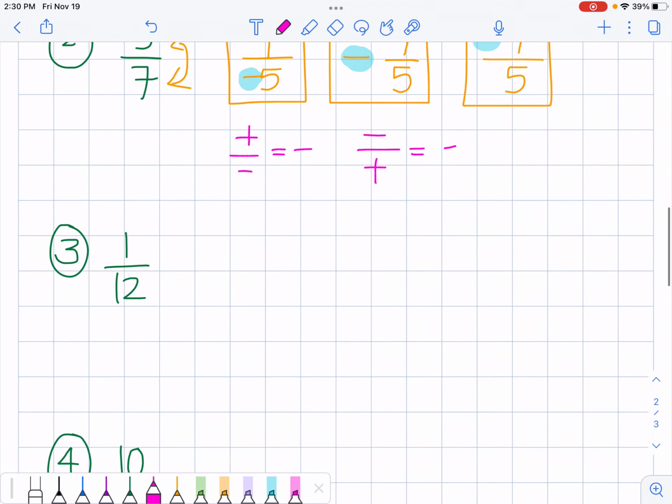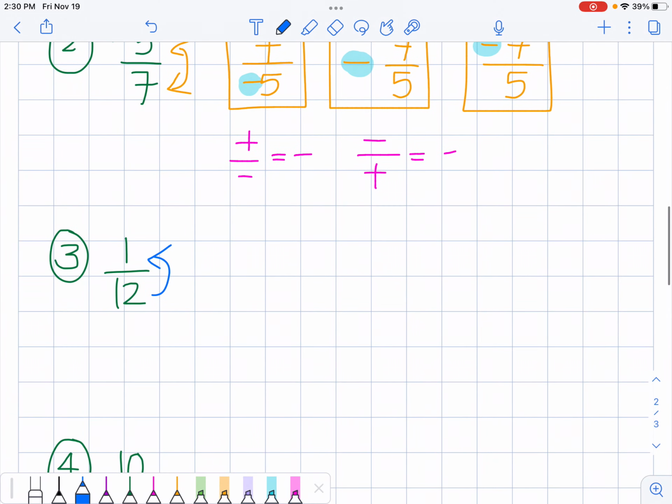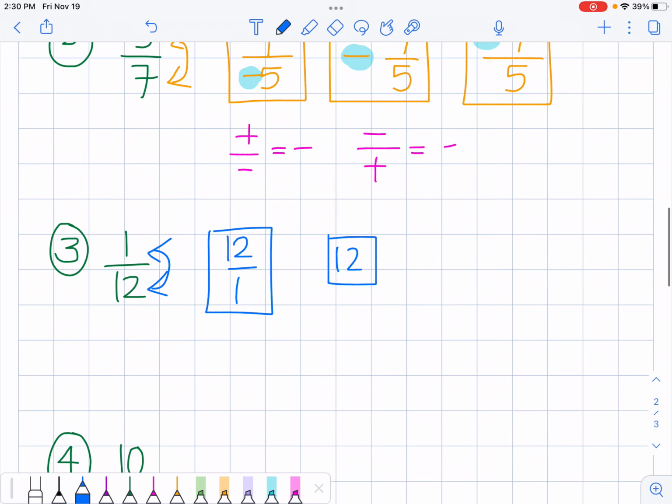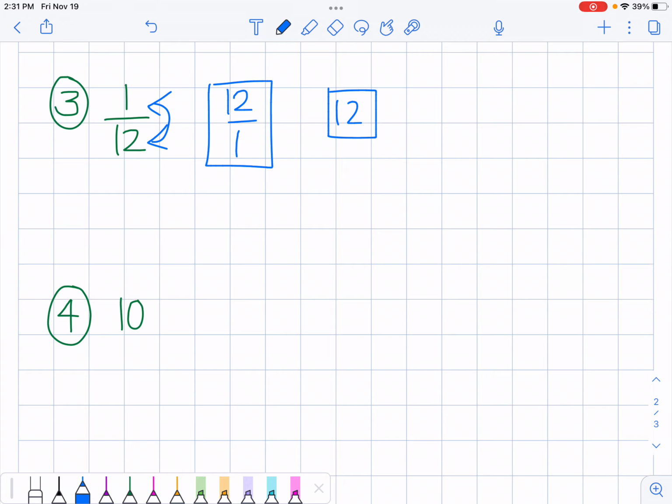Next. 1 over 12. I'm going to take it and I'm going to flip it over. So this becomes 12 over 1. Final answer. Now you could write it as just 12. That's okay too because 12 over 1 is the same as 12. And last but not least, 10. Okay, so here I don't have a fraction, but I really do because any whole number really has a 1 in the denominator. So then I take it and I flip it over. So this becomes 1 over 10.